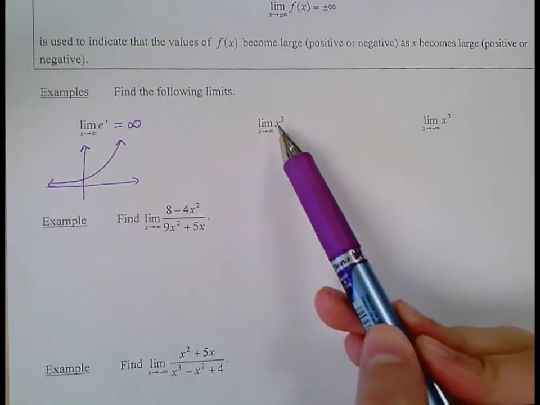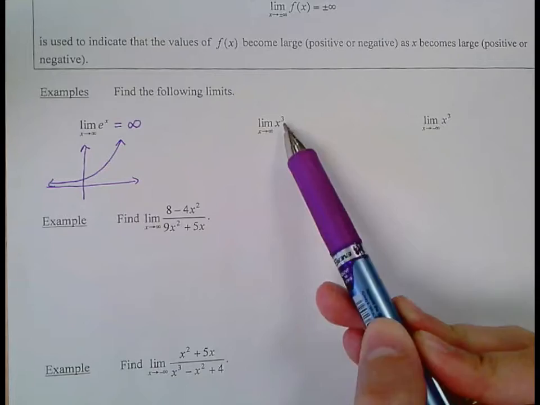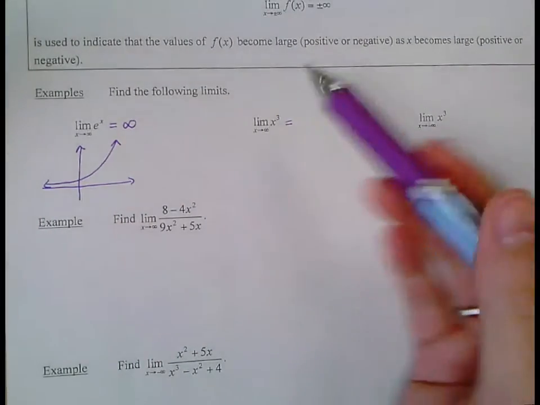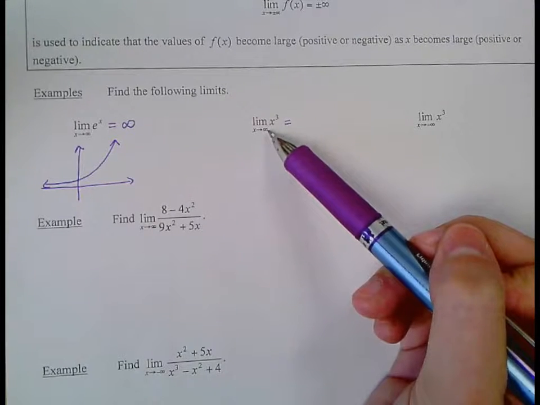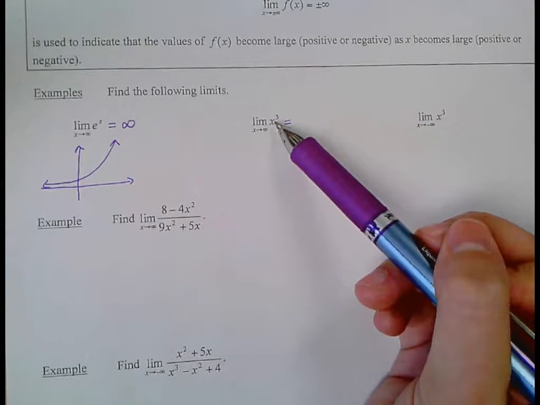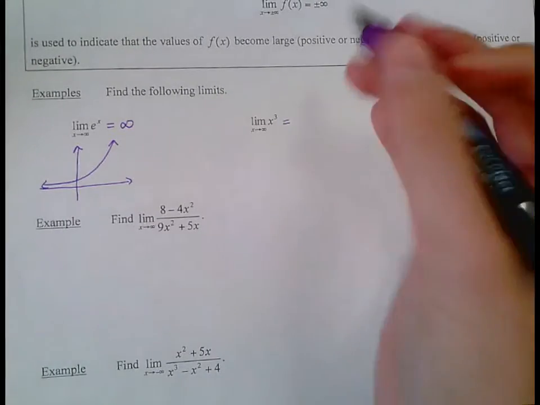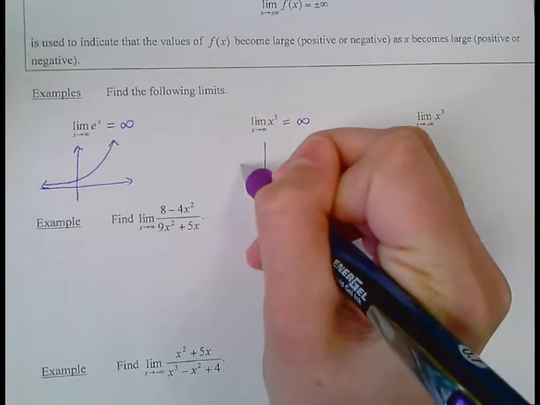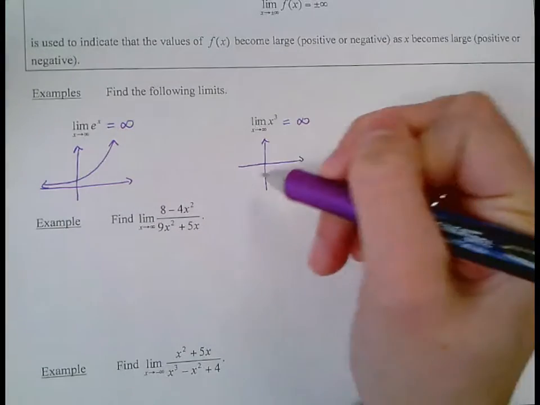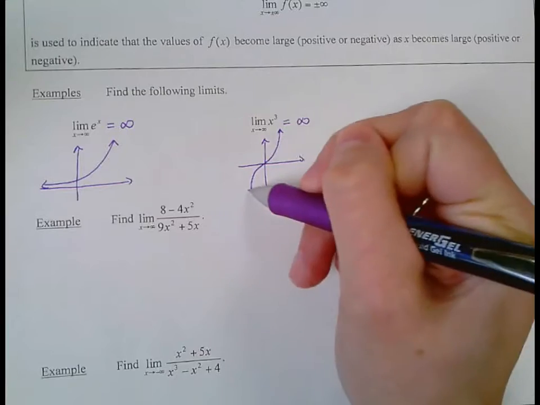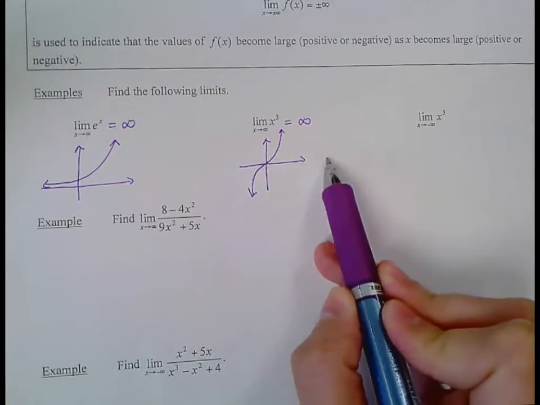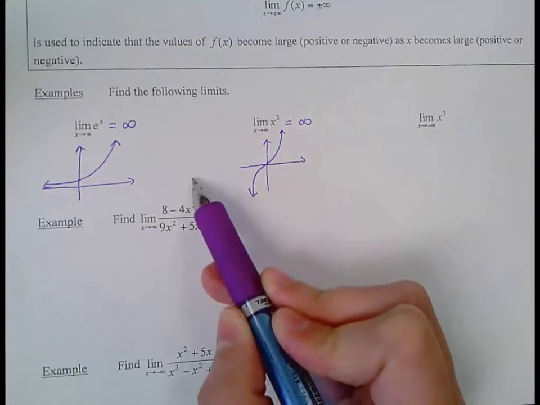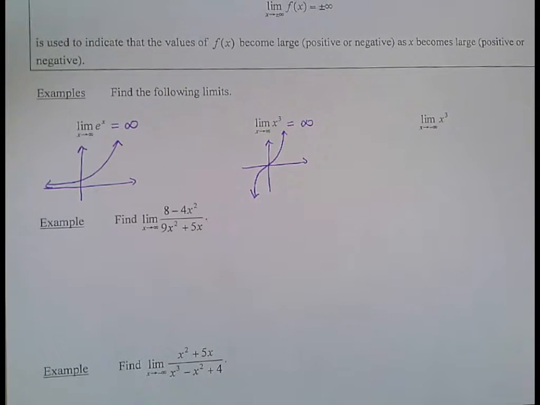Another example would be the limit as x approaches infinity of x cubed. You can think intuitively about this as well. If you take an infinitely large number and cube it, it's still infinitely large, so this approaches infinity as well. You can relate that to the graph of x cubed. If your x values are getting infinitely large, so are your y values. If your x values are getting infinitely large in the negative direction, so do your y values.